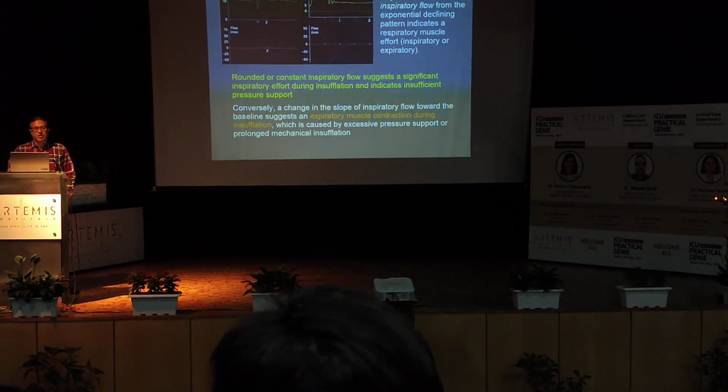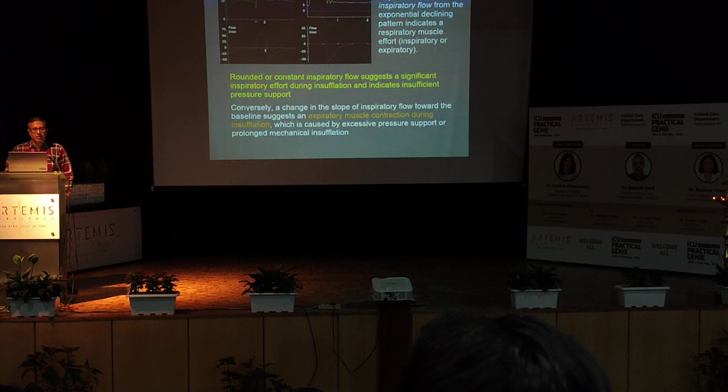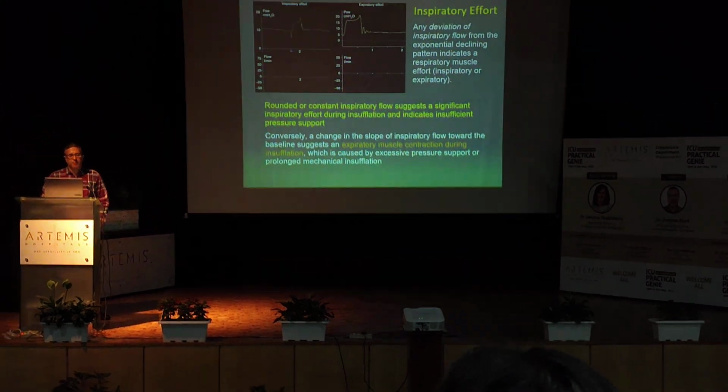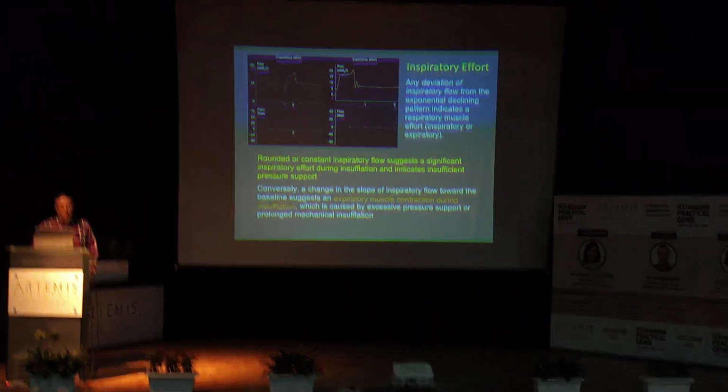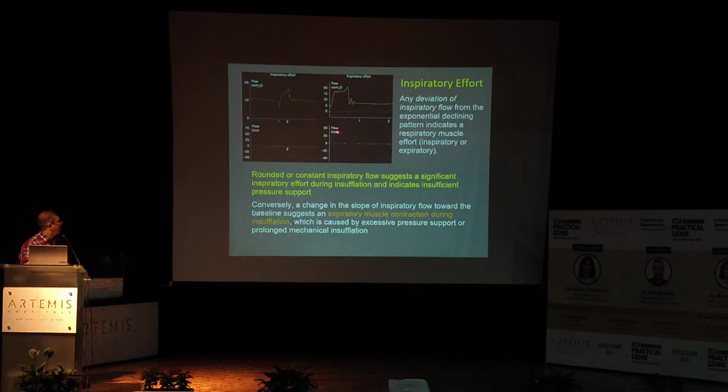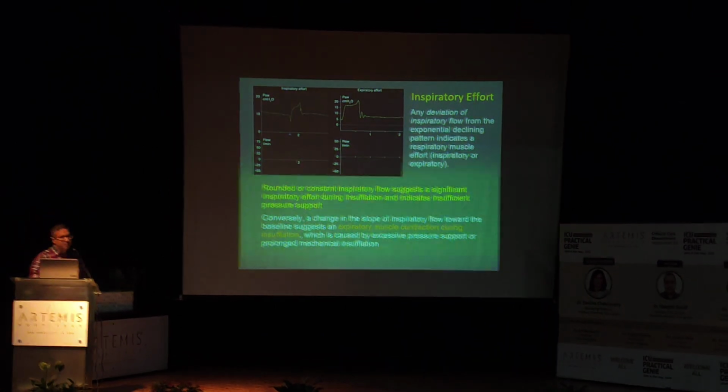And conversely, a change in the slope of inspiratory flow towards the baseline suggests an expiratory muscle contraction during insufflation, which is caused by expiratory pressure support or prolonged mechanical ventilation. I will be showing you later on more and more graphics of this. This is a sudden one, a change in the slope.